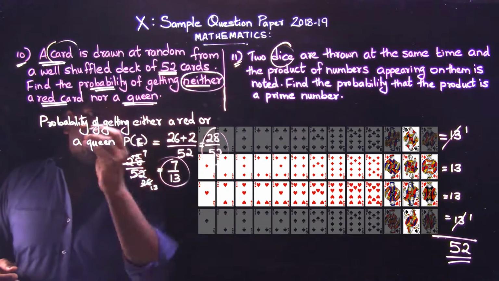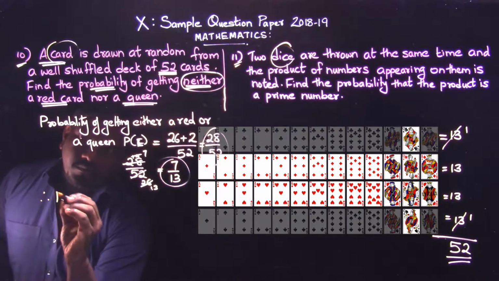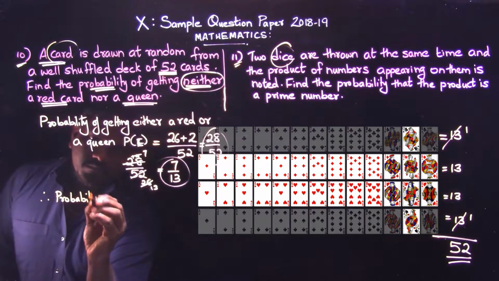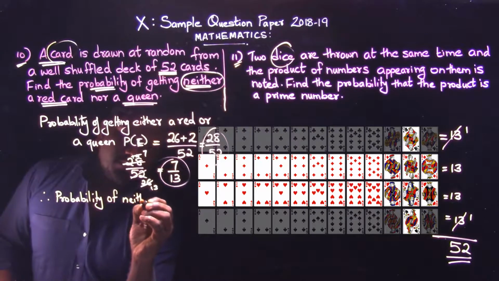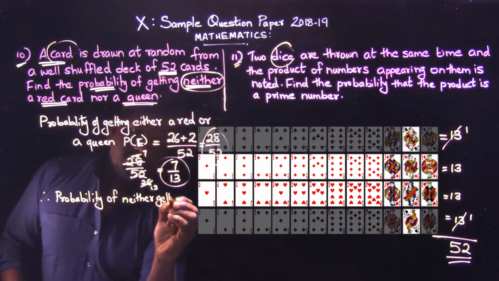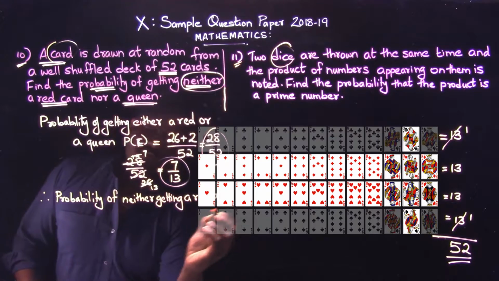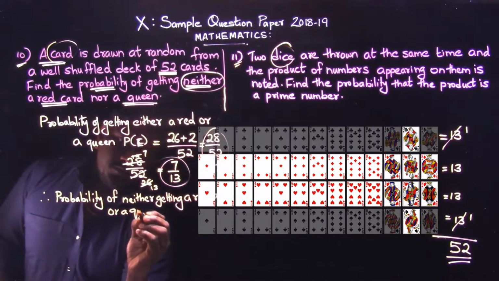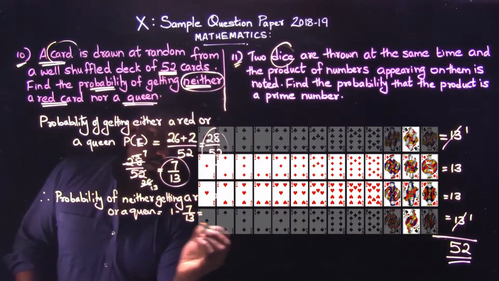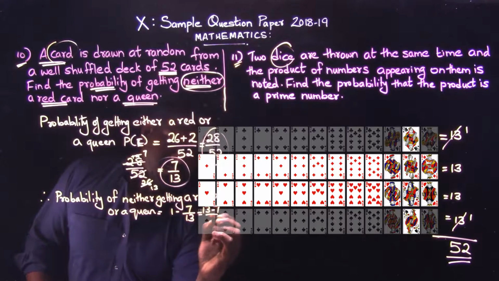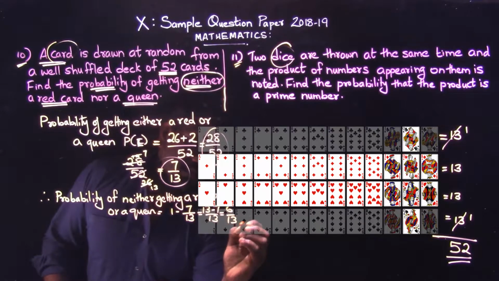But the question is neither. I don't want to get it. So as you know, the probability of neither getting a red card nor a queen is equal to 1 minus 7 by 13, which is 13 minus 7 by 13, which is equal to 6 by 13.